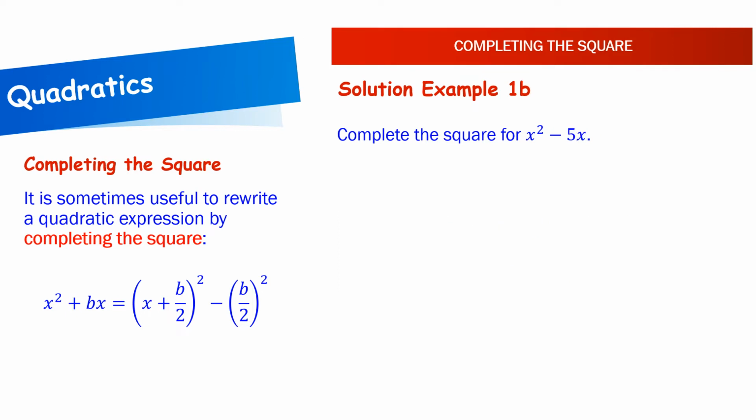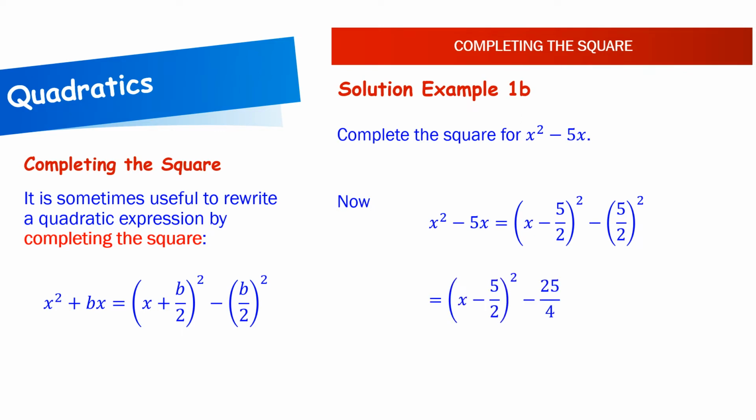And now for example 1b. Complete the square for x squared minus 5x. In this example, the value of b is minus 5, so we plug this into our equation as shown. And then we tidy up. And so we've completed the square.